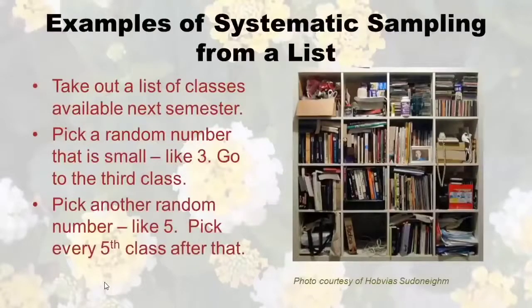So you could do this with classes. You could take out a list of classes available at your college next semester. You pick a random number like 3, and it's sorted some way, so you go to the 3rd class and you circle that. And then you pick another random number like 5, and after that you pick every 5th class. So after the 3rd one you go 4, 5, 6, 7, 8, and then 9, 10, 11, 12, 13, and you keep picking classes. Okay, this is not career advice. Do not pick your classes that way. This was just an example.